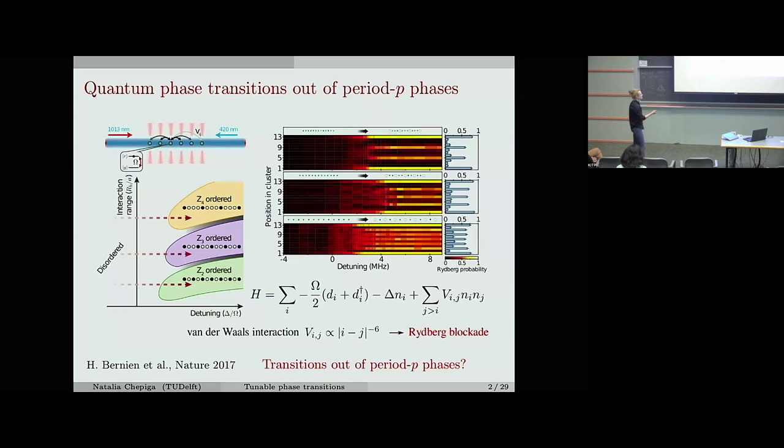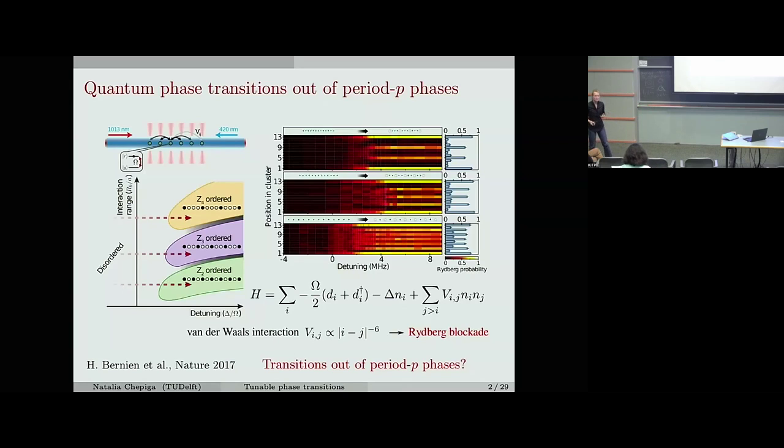Now, the competition between this Rydberg blockade and the laser detuning, which wants as many atoms as possible to be in the Rydberg state, leads to this wonderfully complicated phase diagram with lobes of integer periodicities. And if I now ask you what would be the nature of the transition out of the period 2 phase, you would tell me Ising, and you would be right.